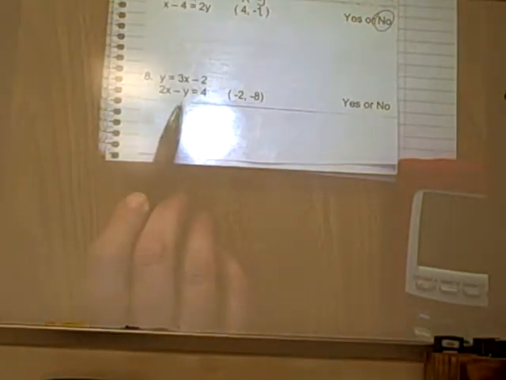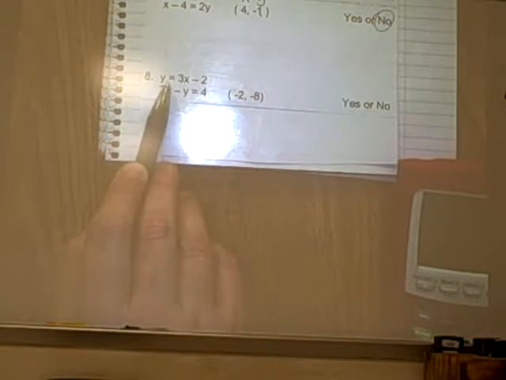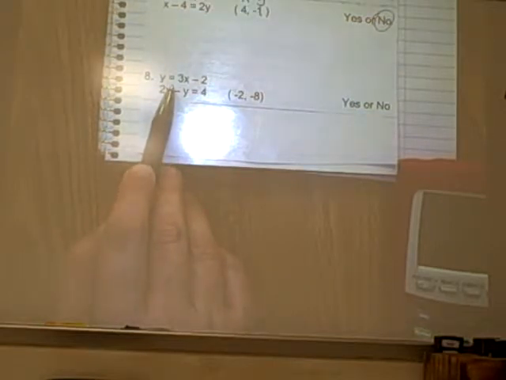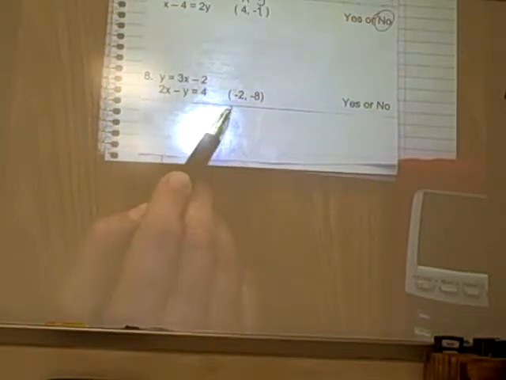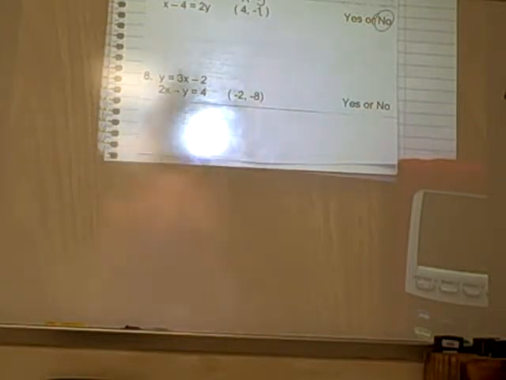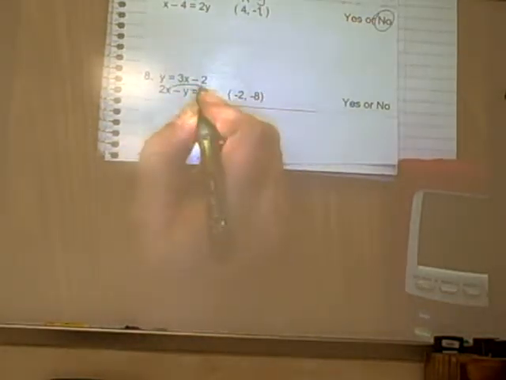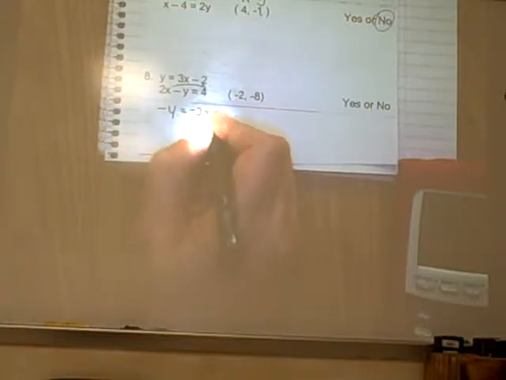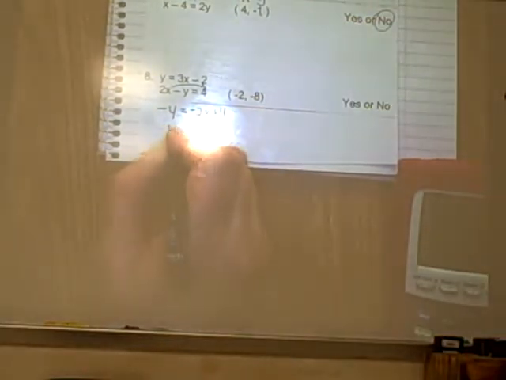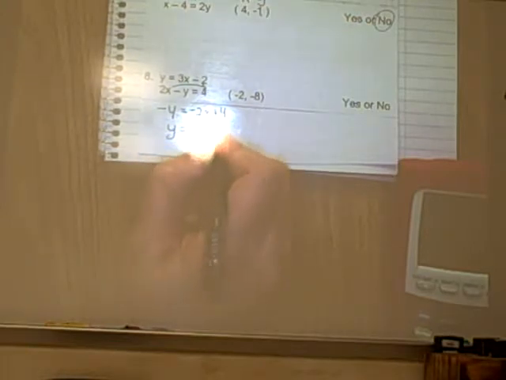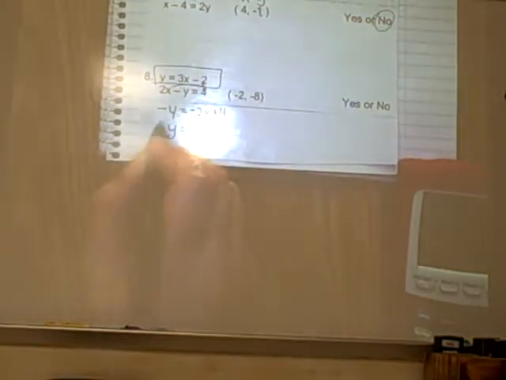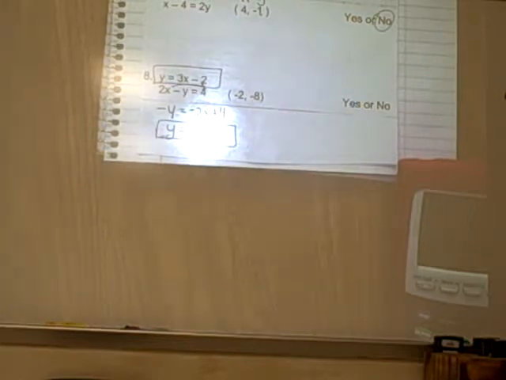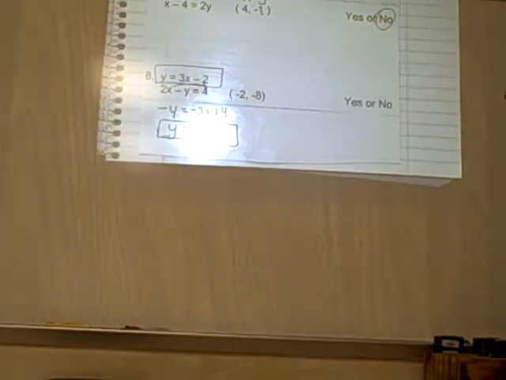Okay, the last one, simply because the first one's already in y equals, my line of thinking would be to switch the second one and use y equals. But a lot of students would just rather plug them in. It doesn't matter to me which one you do. But what I would probably do is switch this around to negative y equals negative 2x plus 4, and then switch all the signs. And then type this and this in y equals and see if that works. So go back to y equals and try it that way.